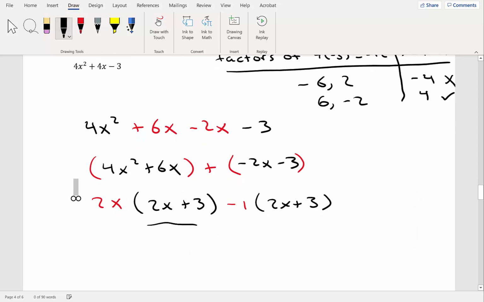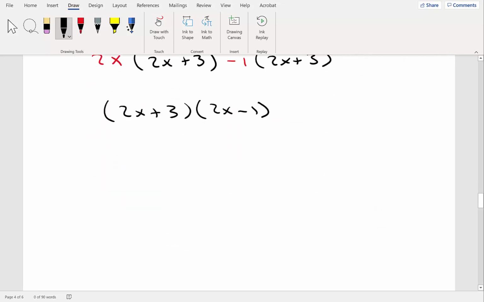Now we have the same binomial. We're going to go ahead and factor that out. 2x plus 3. And then you write out what's left over, which is the 2x minus 1. And then we're finished. So use the method that you're more comfortable with. This AC method, it is a more systematic approach, whereas the trial and error method, you're kind of guessing and checking. Let's take a look at a couple more examples.